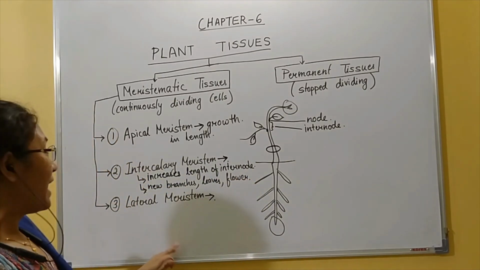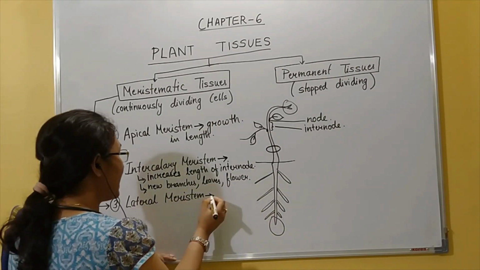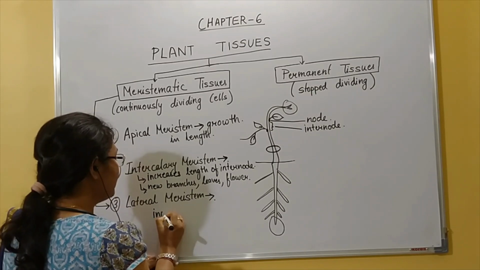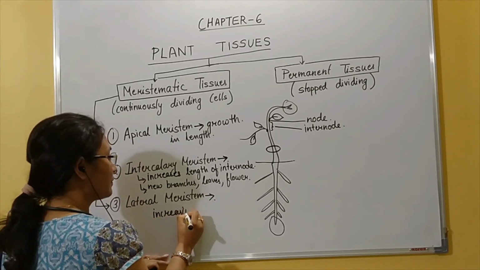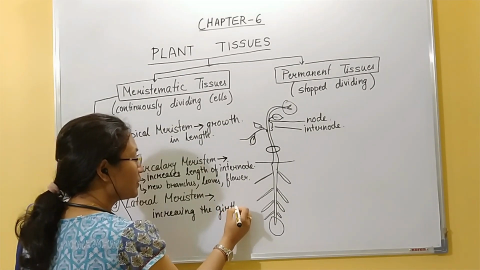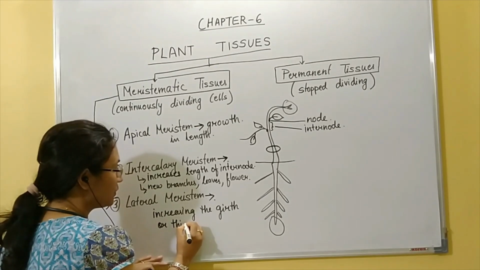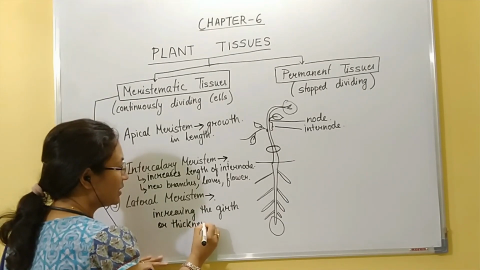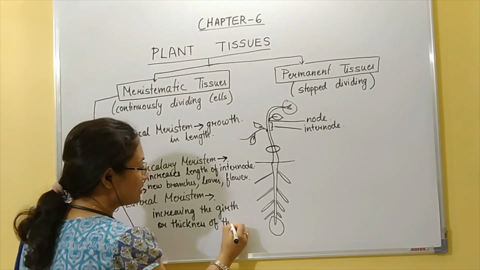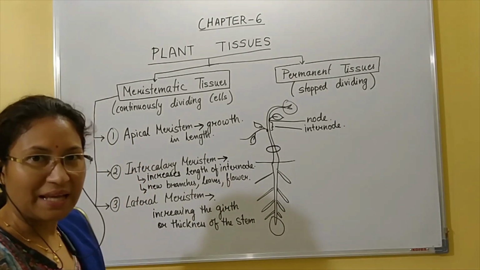And then the next one is the lateral meristem. Now the lateral meristem helps in increasing the girth or the thickness. Girth is also called thickness, the thickness of the stem and or trunk of the plant.